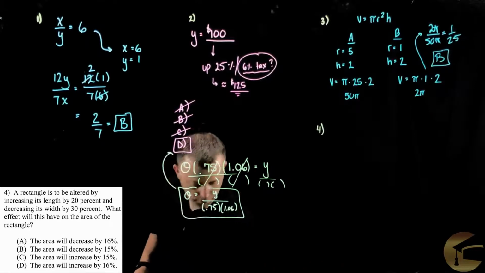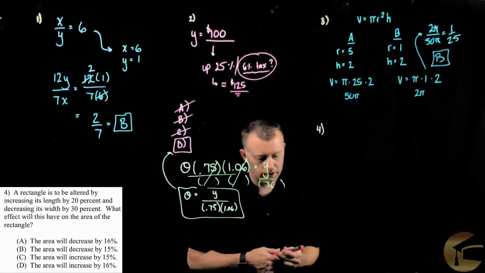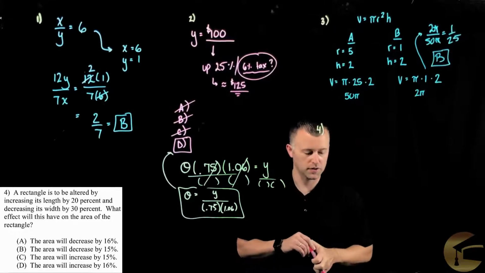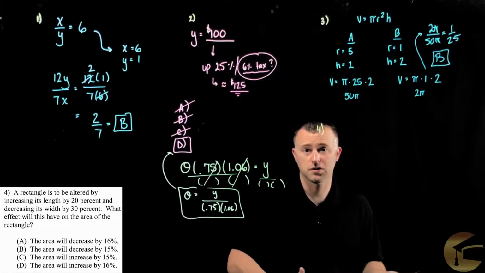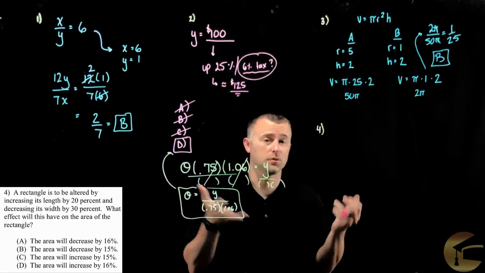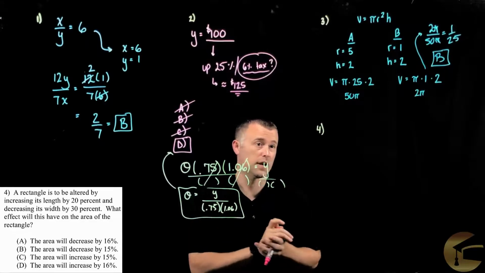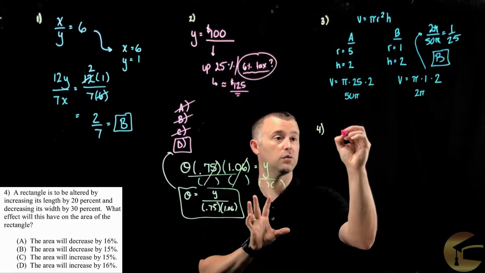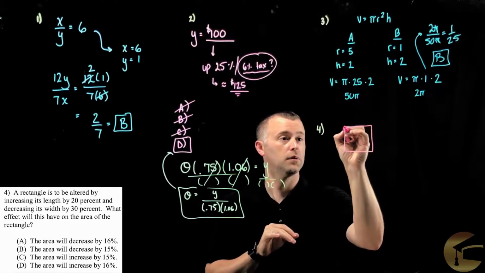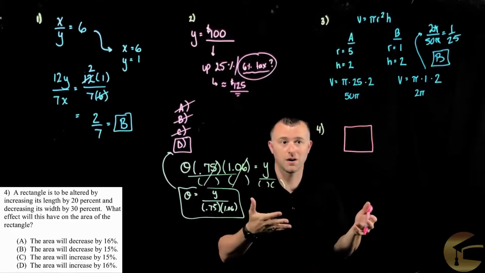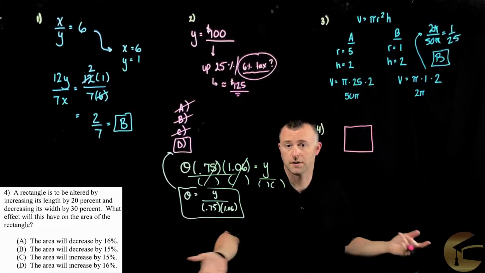And then lastly, number 4 says we have a rectangle to be altered by increasing its length by 20%, decreasing the width by 30%. Now notice the answer choices are all percentages. The question's all percentages. This is a percentage plug-in. So when they describe the rectangle, here's a cool little trick. A really good rectangle to use in this case is something called a square. Maybe you've heard of it. You know, a square is a rectangle. It has 4 right angles and opposite sides are congruent. That's what a rectangle is.